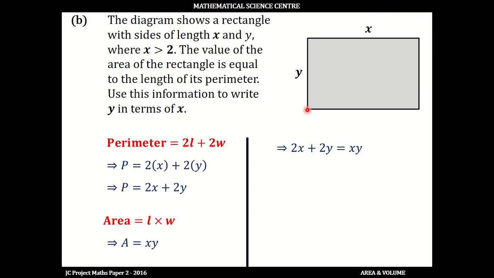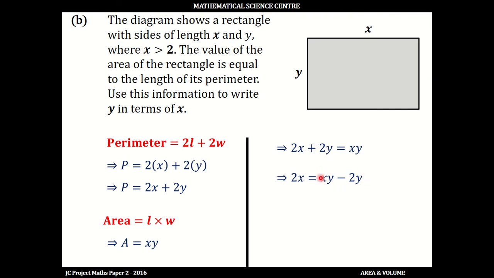Now, what it states is use this information to write y in terms of x. That means we want to get the y's on one side and everything else on the other. We're trying to get y on its own. So you can see here, if we bring this plus 2y over the other side, when you bring it over, it becomes minus 2y. The reason I've done that is because we're trying to get y on its own, so we've got all the y's together.